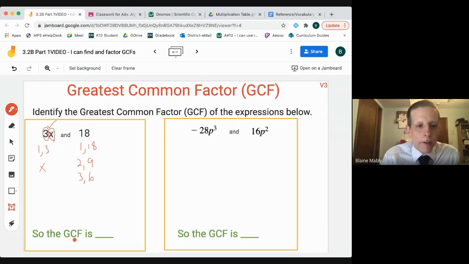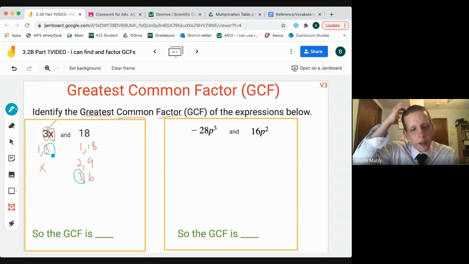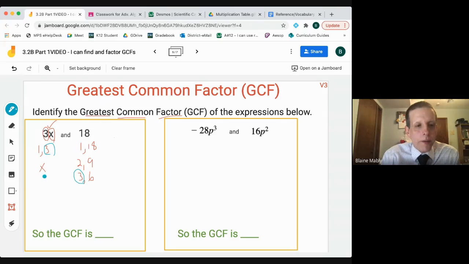So once you have all the factors, we need the greatest common factor. The greatest common number is, if you look here, we have the 1s in common, but also the 3. So the greatest common number is 3. The greatest common variable, well, I only see this one x. There's no variable here, so there's no variable in common. So the greatest common factor is just 3.